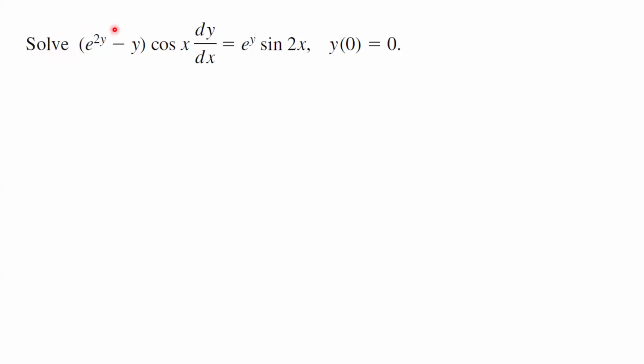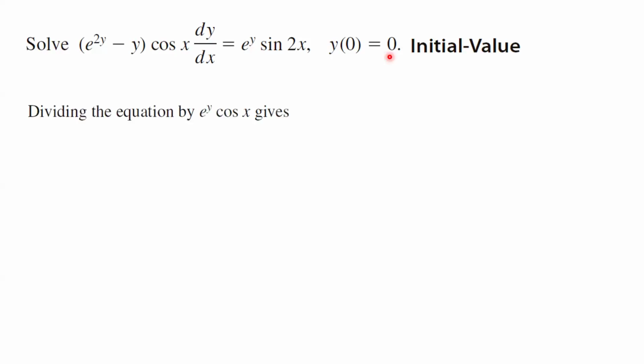Our goal is to try to solve this differential equation. You have (e^(2y) - y) cosine x dy/dx equals e^y sine 2x, and you have an initial condition here. It says whenever x is 0, your y becomes 0. So let us try solving this problem.